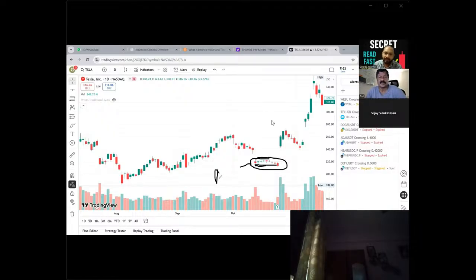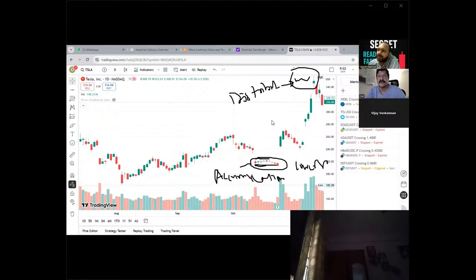So this is basically called accumulation, because it is happening at the lower side. If the same thing happens at the top, then it is called distribution. Distribution means the big institutions are planning to sell, means they are selling in small chunks, and here they are buying in small chunks.